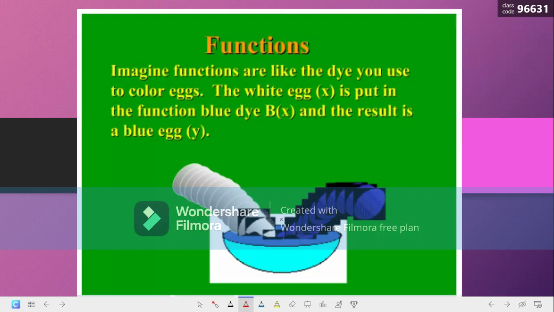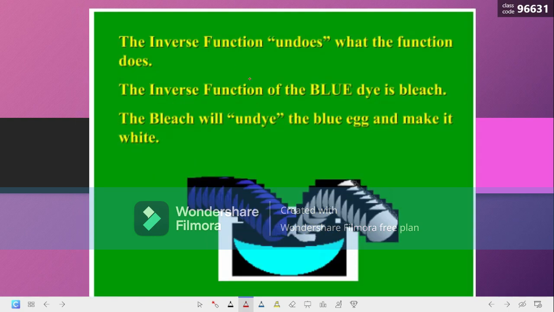So, functions again. Imagine functions are like the dye you use to color eggs. The white egg, that is x, is put into the function blue dye, b of x. There's a dye mixed with water, and then this is the egg. The white egg is put in the function blue dye, and the result is the blue egg y, the f of x. So the inverse function undoes what the function does. The inverse function of the blue dye is bleach, meaning we're going to go back to the original one. The bleach will undye the blue egg and make it white. So that is the concept.